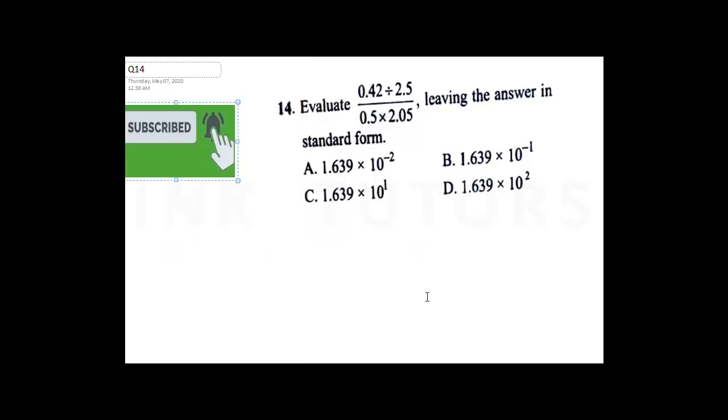0.42 divided by 2.5, close the bracket, divided by, open the bracket, 0.5 multiplied by 2.05, close the bracket. Now equal to, this will give us our final answer, which is 0.1639.